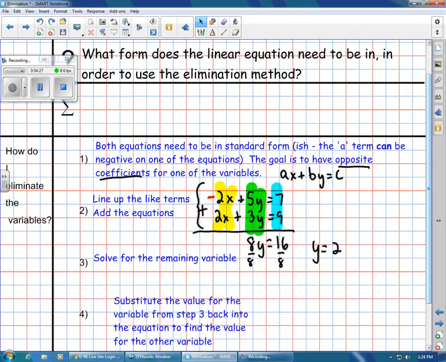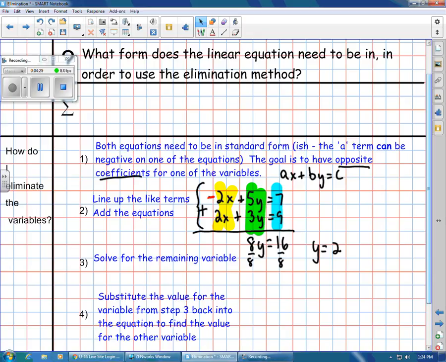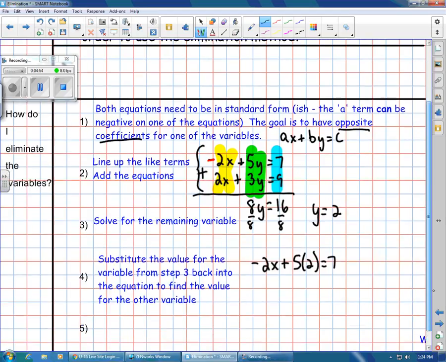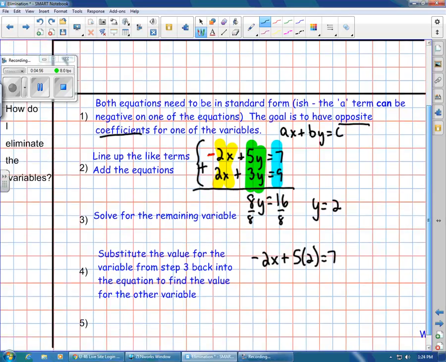So my next step is to substitute that value back into either equation. It doesn't matter if I pick the first equation or the second equation. I'm going to substitute y equals 2 in place of y. So I'm going to take the first equation just because it's first. I play favorites to first for whatever reason. So negative 2x plus 5, instead of y, I'm going to put a 2 in there, equals 7. Now I only have one variable. I can solve this for x and find out what my other term is.